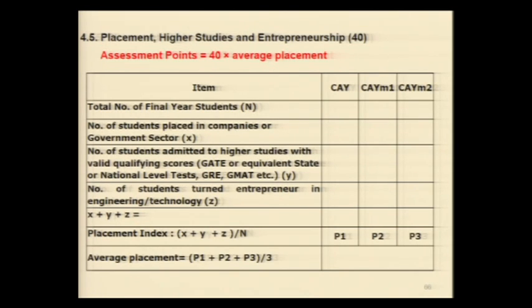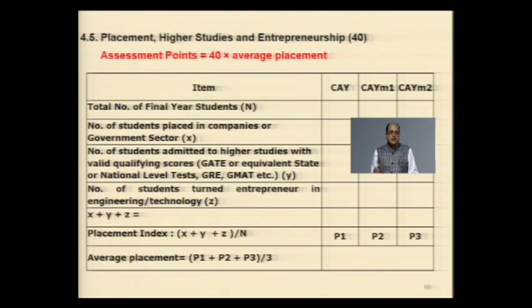So, x is the number of students placed in companies or government sector; y has a rider: the number of students admitted to higher education with a valid qualifying score. Any student who takes admission through GATE or an equivalent state or national level test will only be counted when we look at the number of students opted for higher studies. Somebody who has not taken admission through a recognized examination, either at national level or state level, may be doing a postgraduate program, but will not be counted under the postgraduate admission category.